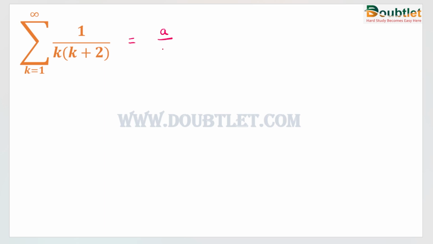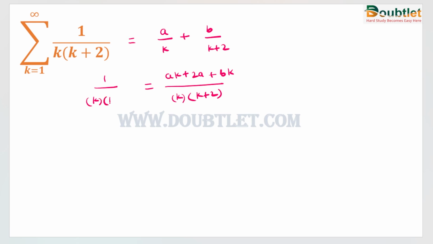Let's write a upon k plus b upon k plus 2, and if we take the LCM k times (k plus 2), we get ak plus 2a plus bk equal to 1 divided by k times (k plus 2). So this denominator will be cancelled out. Comparing, the coefficient of k on the left is 0, but on the right it is a plus b. So a plus b is equal to 0 and 2a is equal to 1. So a is 1 by 2, and b is minus 1 by 2.